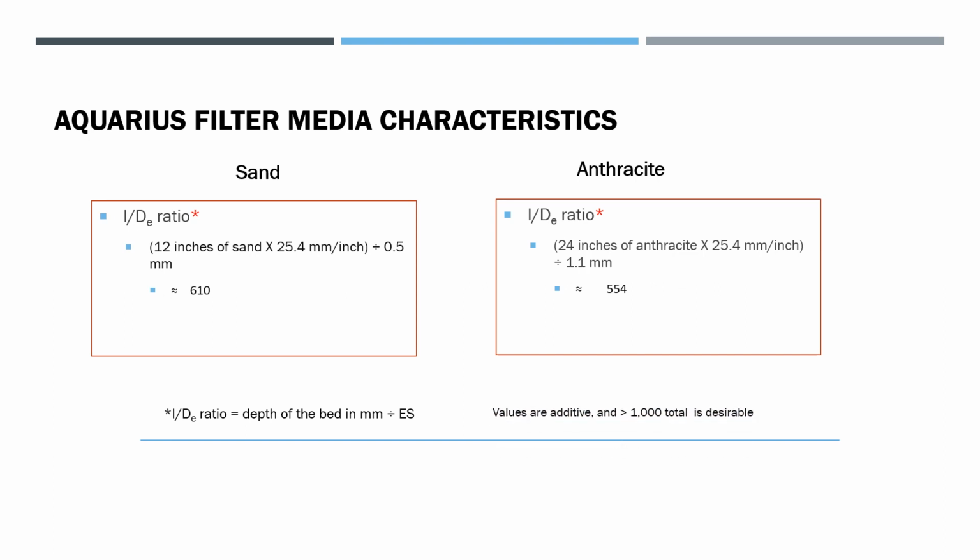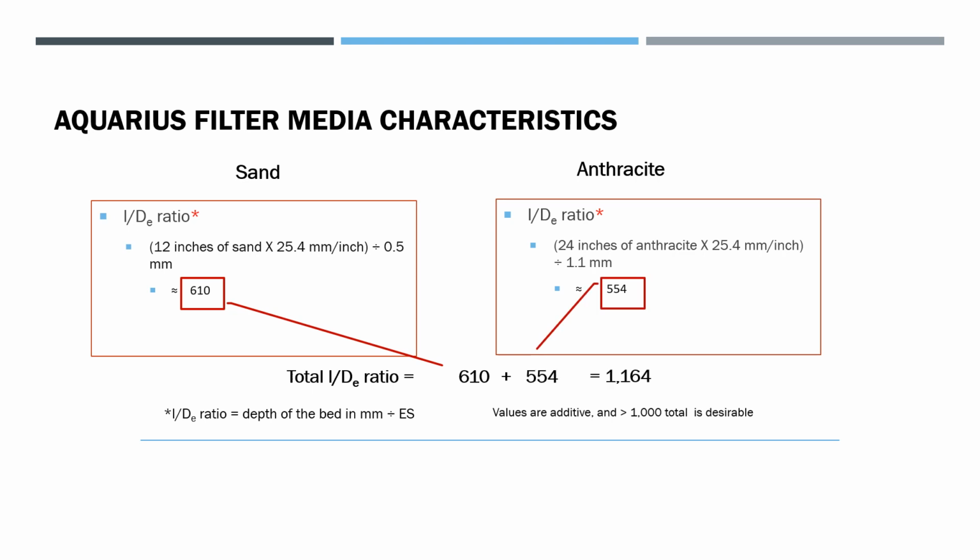And remember, these values are additive. When you add the two of them up to get a total L/DE ratio, we'll take the 610 and add it to the 554. We'll come up with a value of 1,164, which is much greater than the 1,000 that is needed. This gives the operators a cushion. They can afford to lose an inch or two of media over the years, which is natural through backwashing, and lose some fines over the years. They'll still have a value greater than 1,000.